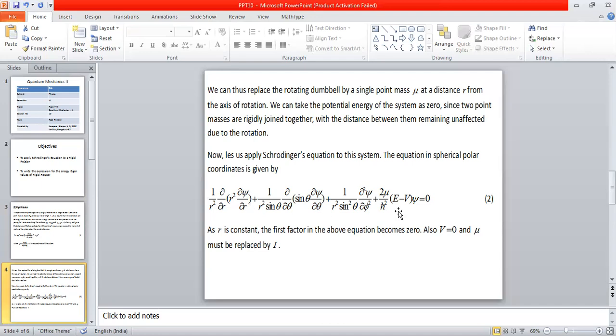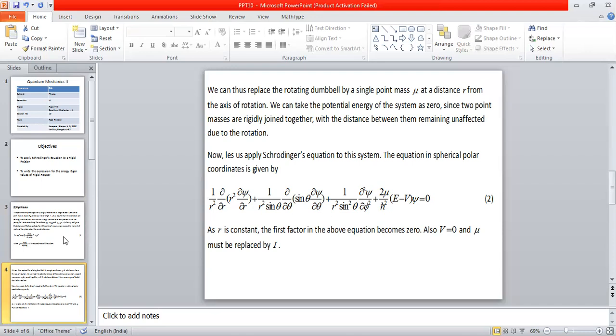And also I mentioned, since the two point masses are joined together by a rigid bond, the potential energy of the system is also 0. So therefore we can substitute V equal to 0. Moreover, the reduced mass of the system, mu, should be replaced by I, the moment of inertia of the system.